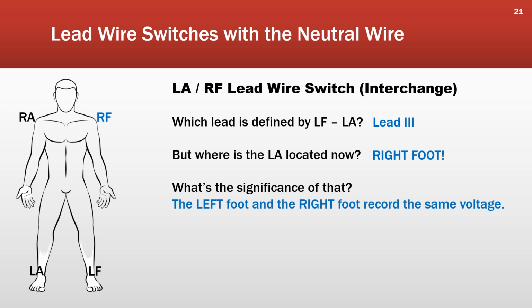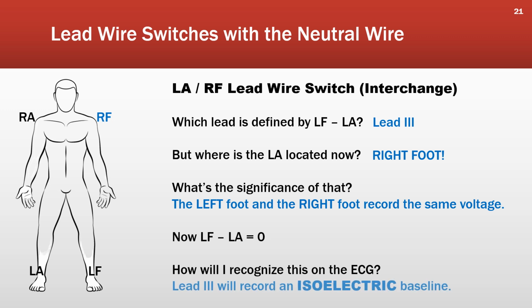As before, the left foot and the right foot record the same voltage. So now the left foot minus the voltage of the left arm, which is really on the right foot, equals 0. Left foot minus left arm in this case equals 0. So how will you recognize this on the ECG? Again, very easily. Lead 3 will record an isoelectric baseline.